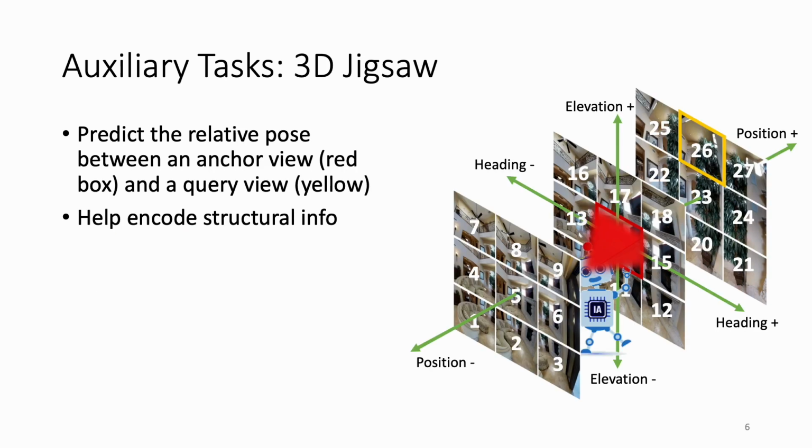Our first auxiliary task, 3D jigsaw, helps encode the structural information. The model is trained to predict the relative pose between an anchor view, which is highlighted in red, and a query view, which is highlighted in yellow.